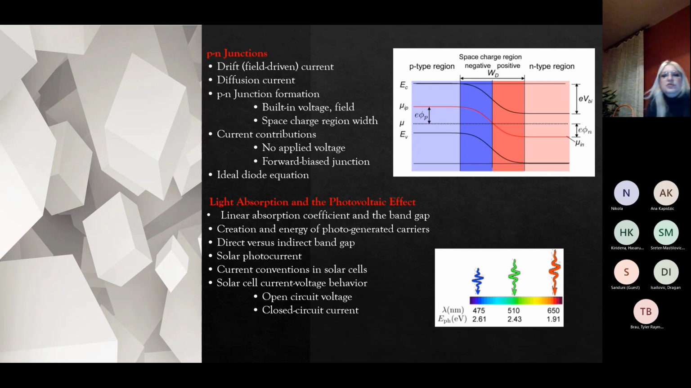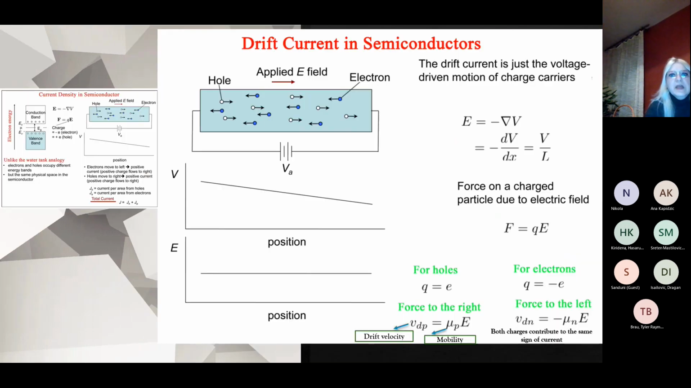Then we end up with the solar cell current-voltage behavior, and the two most important points in this curve, that's the open circuit voltage and the short circuit current, and we finish with the equation for voltage and for current. These are two important parts of the current-voltage behavior which we use in the calculation of the solar cell efficiency.